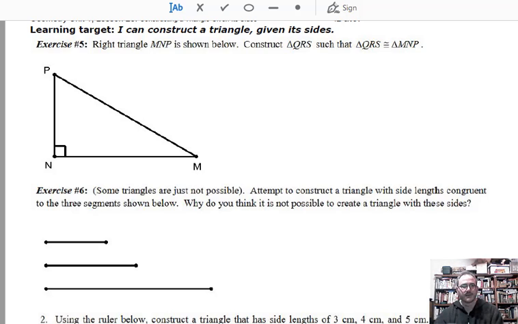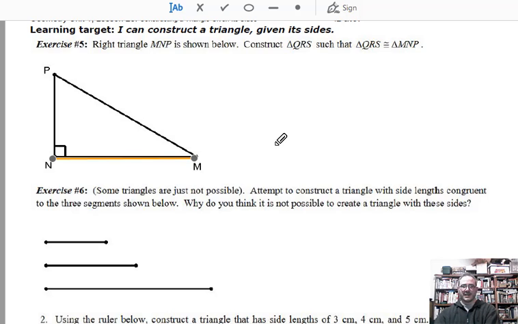A right triangle, MNP. Construct QRS such that triangle QRS will be congruent to triangle MNP. All right, we need to break out that compass again. We need to take out that ruler again. Here's my ruler. I'm going to measure this one first. M to N. M to N is 270. Actually, let me call it 267.